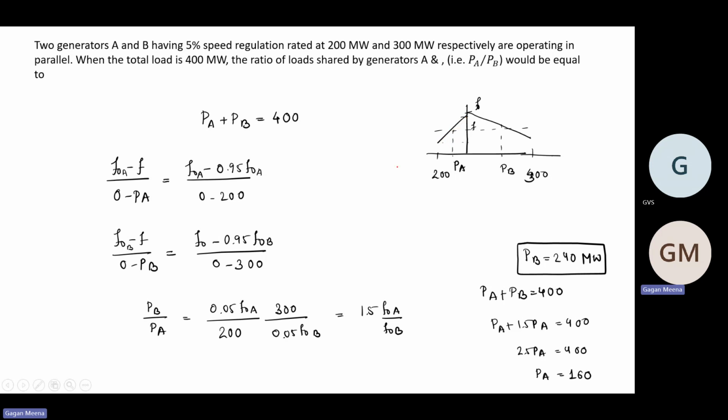Actually, this is not just economic dispatch because it is a technical constraint. This equation is only valid up to this point. After that, it is not even valid. So whatever we are calculating here is not valid after 200 because this equation is only up to this point. Beyond these two points, these equations are not applicable.